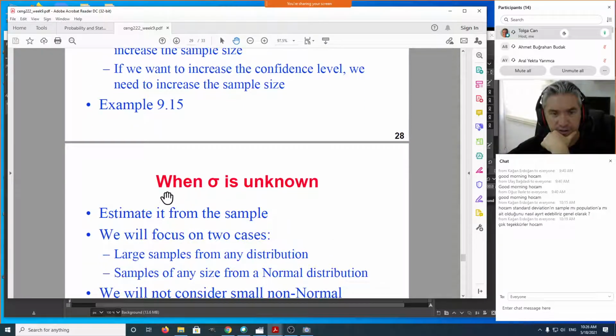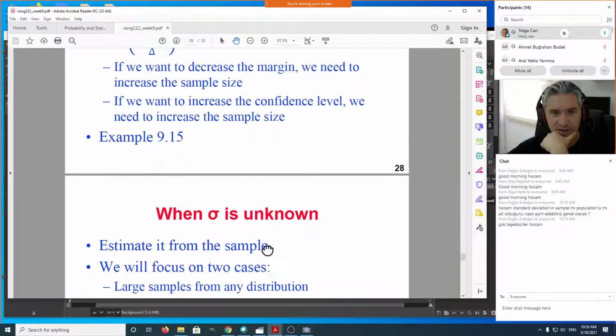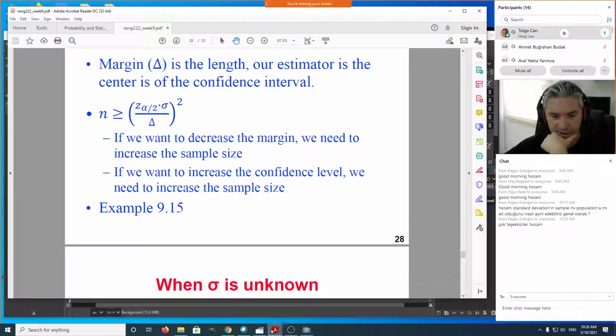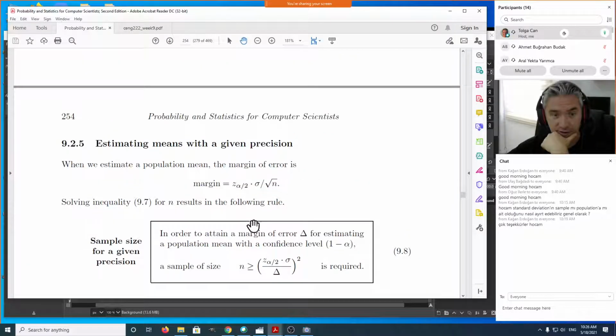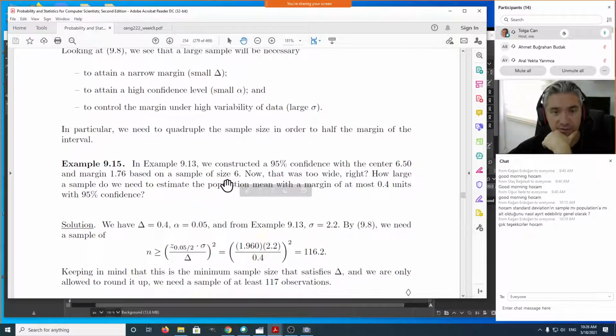So this is section 9.3. I'm not going to start the sigma unknown case. I'm just going to solve this 9.5 today and call it a day. Sorry, let's look at 9.15. It's this one. It's a short example.